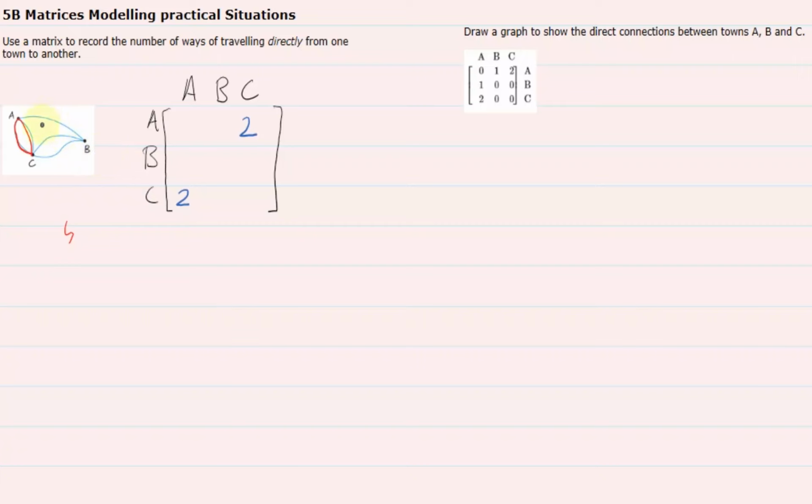Now, let's have a look. Next up, from town A to B, we can run along there. Now, there is no other direct route from town A to B. So sure, we can get there in other manners, but there is only one way to get from town A to B. So that there is a 1. And the vice versa is true. So from town B to A is also a 1.